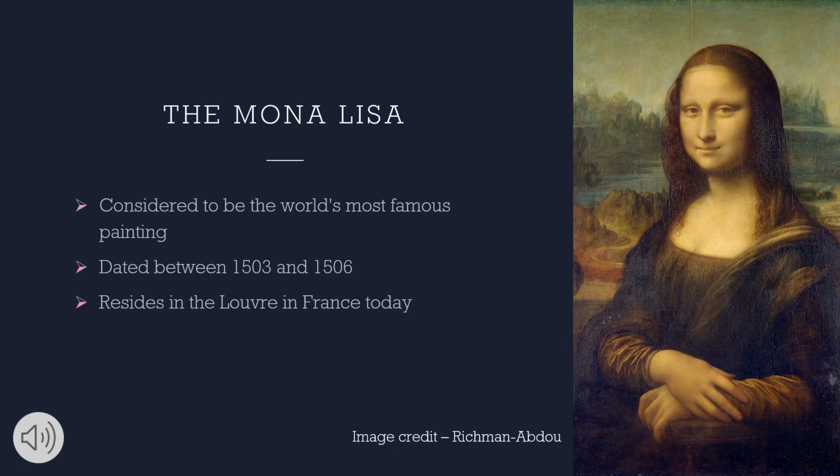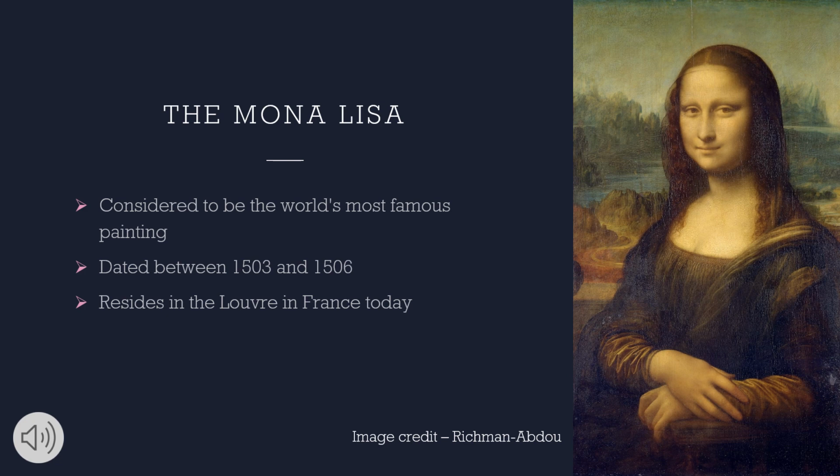The world's most famous painting was painted by Leonardo da Vinci. This is the Mona Lisa. It is dated between 1503 and 1506. It is believed to be a portrait of the wife of Francesco Giocondo, who is Lisa Girardini. For centuries, the Mona Lisa was in the possession of a royal family until it eventually was put on display.